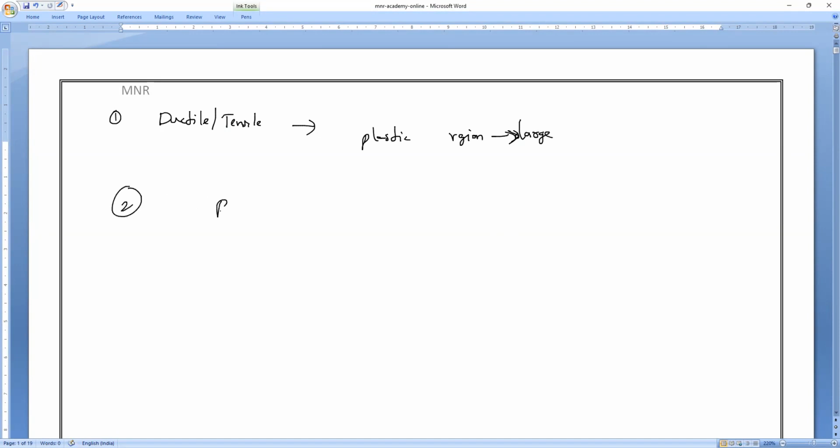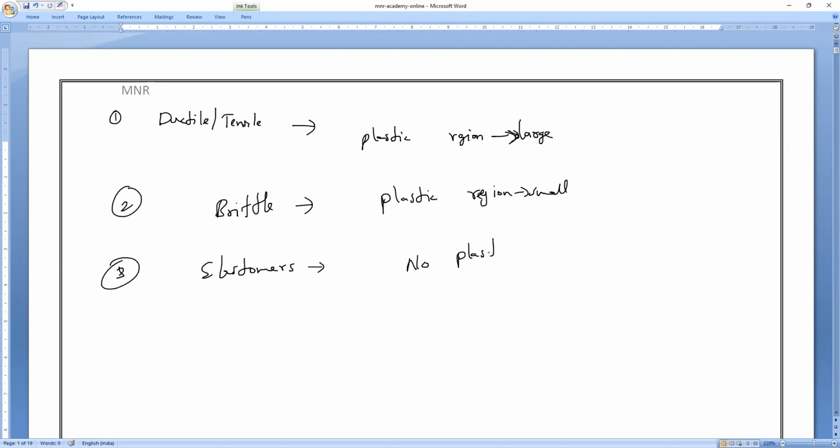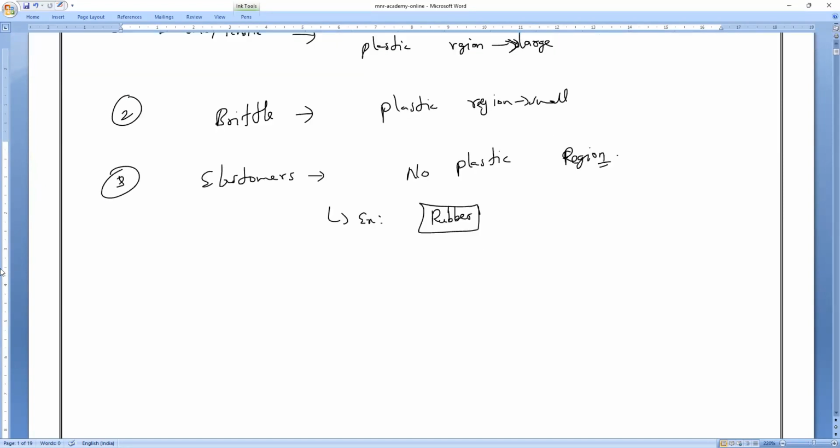Next, if the given substance is brittle in nature, its plastic region is very small. And there is another kind of substance which we call elastomers. What is the specialty of them, everybody? No plastic region, is it right? So no plastic region exists in the elastomers. We gave an example, which is called rubber. Have you watched yesterday's video? Unless you watch it, it is difficult to understand this question, but you have to watch it.